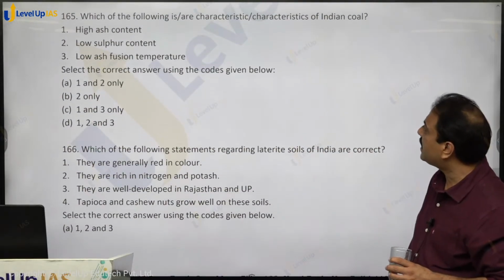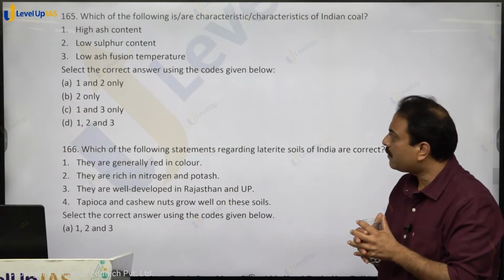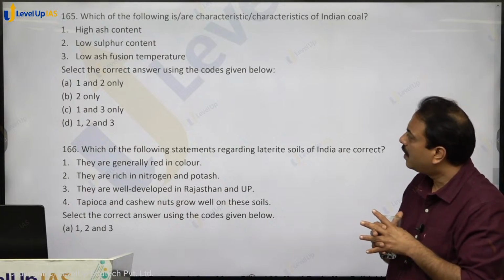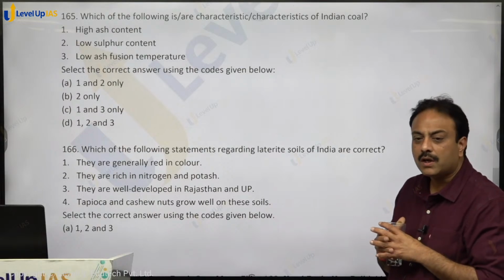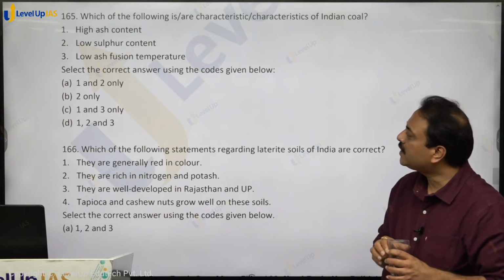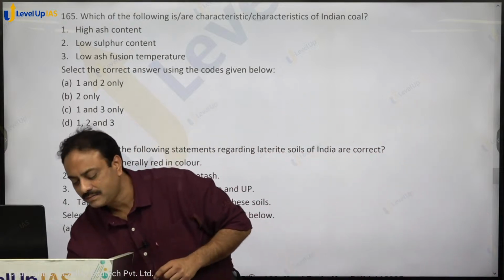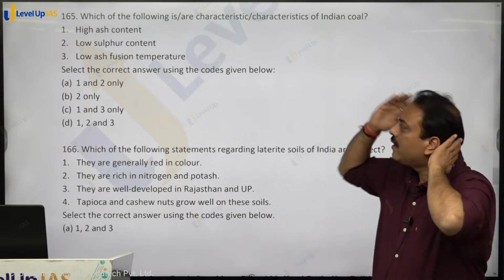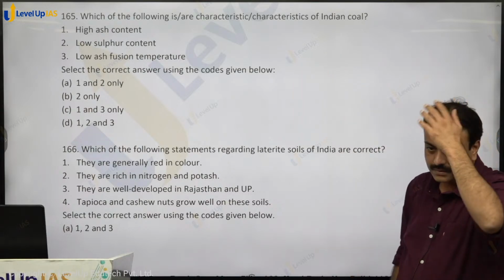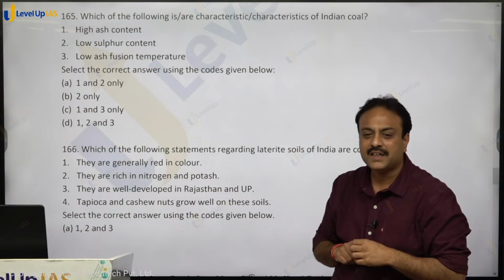Which of the following are the characteristics of Indian coal? High ash content, low sulfur content, low ash fusion temperature. Is Indian coal having high ash content or not? Indian coal is not having low sulfur content, are you sure on that? Low ash fusion temperature.